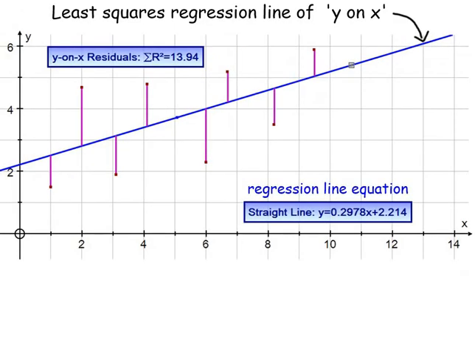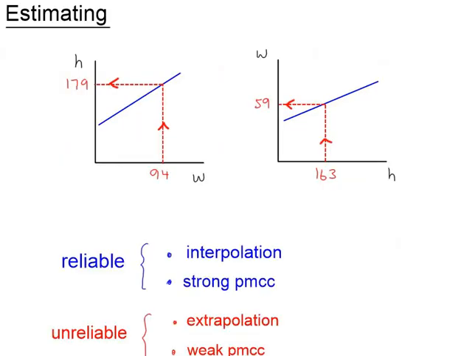Now once you've worked out your regression line equation, you can use the equation to estimate. So when estimating, here's an example, h against w. So starting with a student's weight, we can estimate height. Here's an example of w against h. So starting with a given height, we can estimate a student's weight.